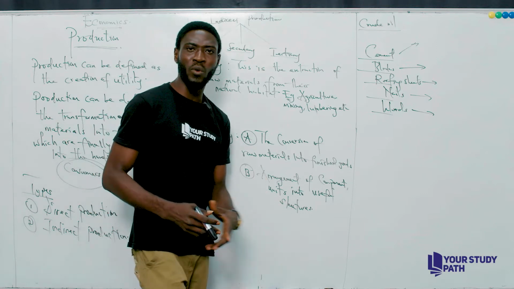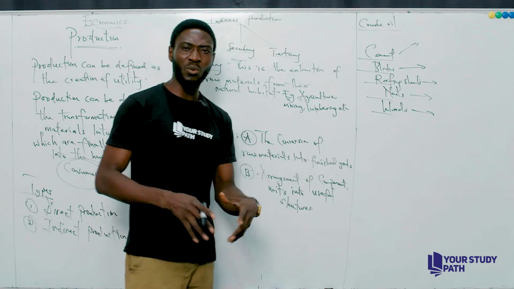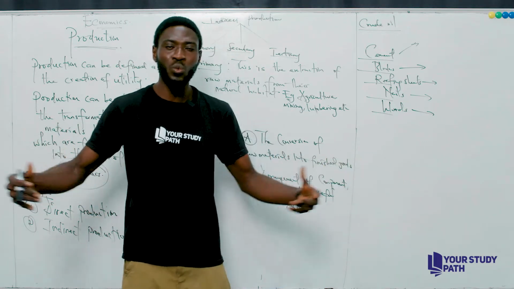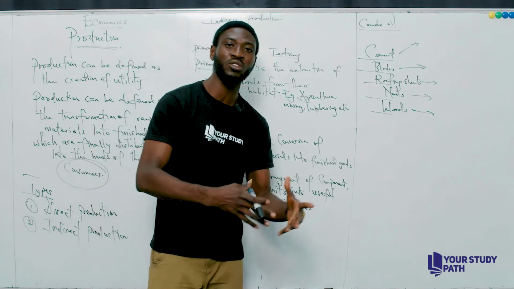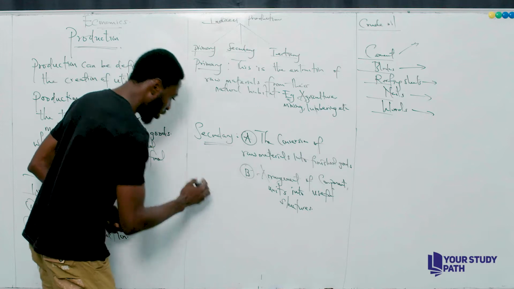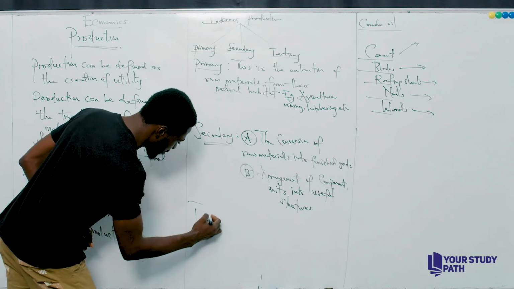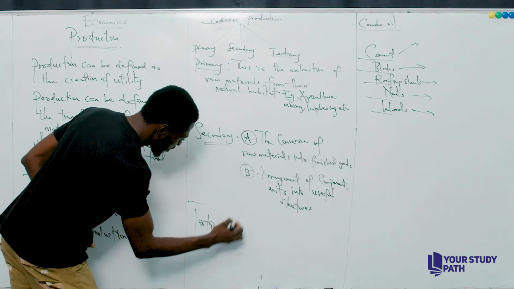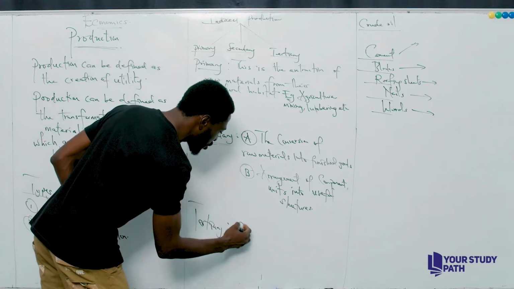Another example can be when constructing roads. You can see that we have different forms of finished goods which are joined together so that they can give us structures that are very, very useful. Now, the third thing we'll be having there is the tertiary. Tertiary just deals with the provision of services.